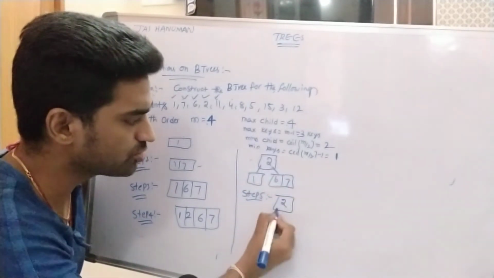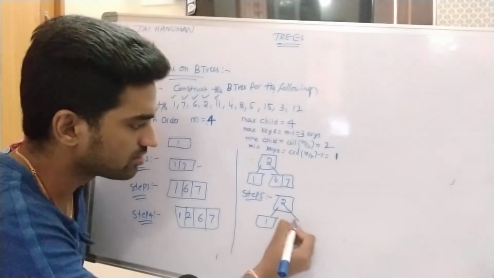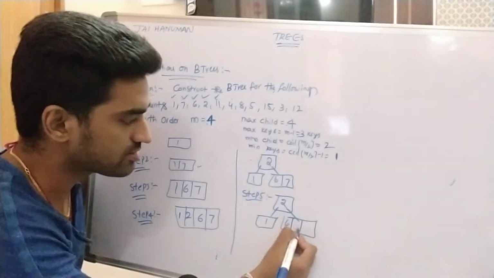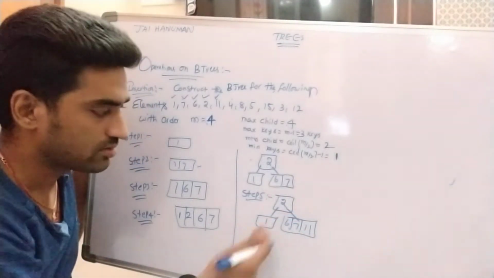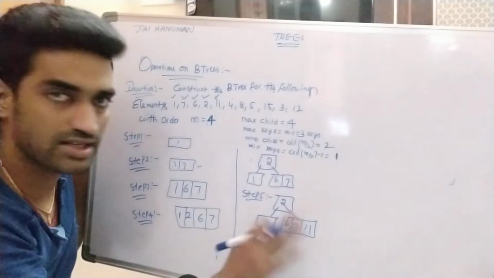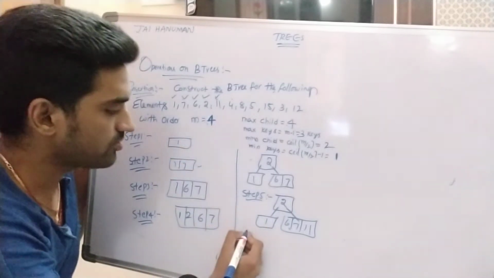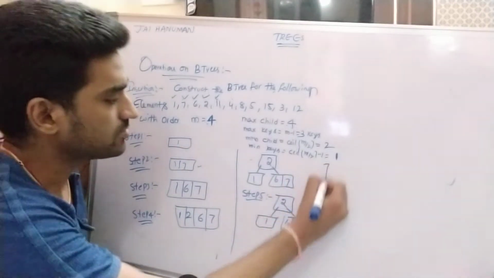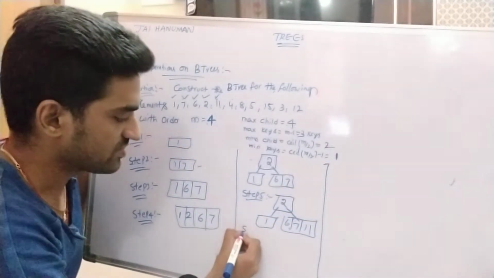Now the tree becomes 2, with children 1 and 6, 7, 11. This tree also satisfies the B tree property, because this is a fourth order B tree which contains 3 keys as the maximum. Then we are inserting one more node in step 6.